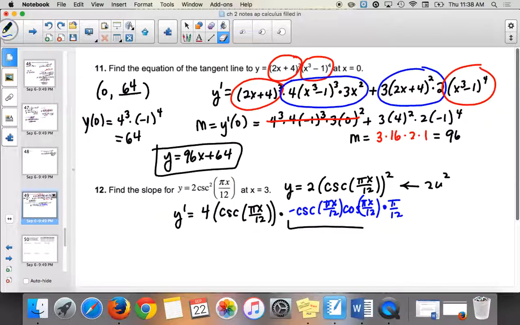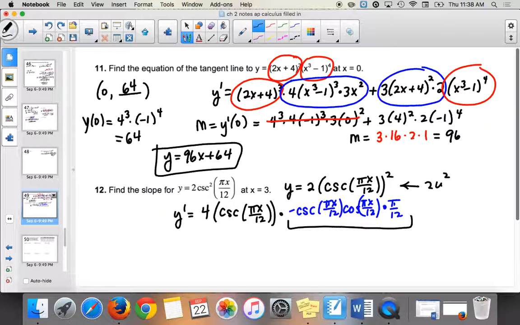So the derivative of cosecant is negative cosecant x cotangent x. Okay, now be careful though, because a lot of you guys have been writing that on your homework. You're just leaving it as x. So put whatever your u value was. We call that the argument. The pi x over 12 stays in it throughout.